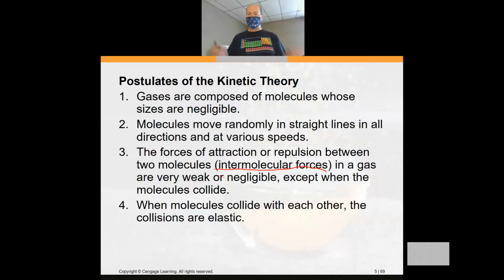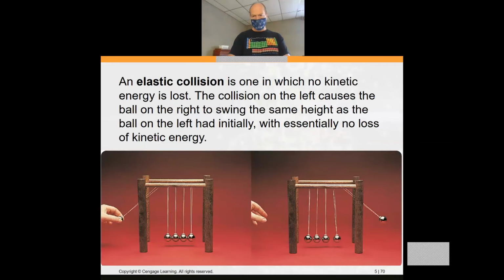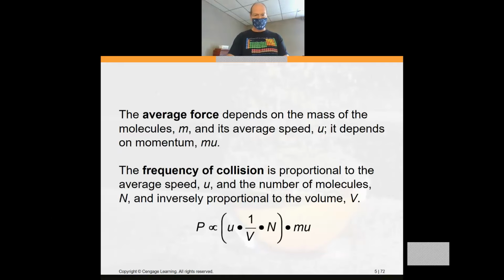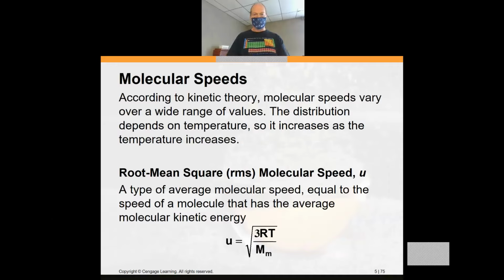When molecules collide, the collisions are elastic. You don't lose any energy. You have an elastic collision. The average kinetic energy of a molecule is proportional to the absolute temperature. That, of course, means the temperature in Kelvin. So the higher the temperature, the faster they're going to be moving. The lower the temperature, the slower they're going to be moving. Elastic collisions, ideal gas law, average force, frequency of collisions. So, molecular speeds.